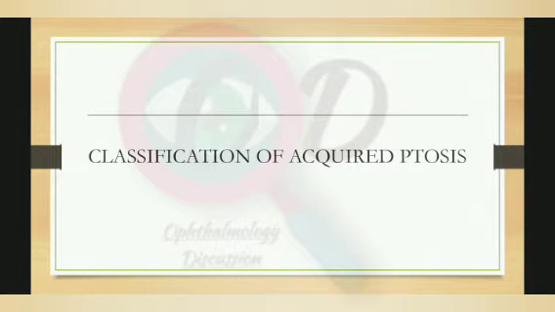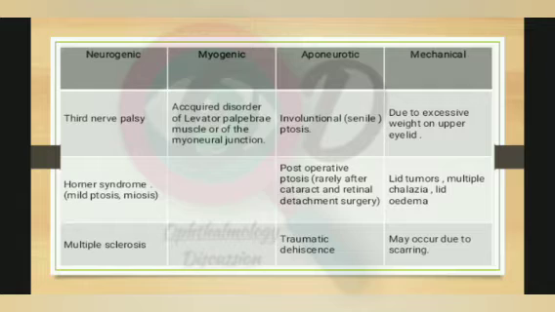Classification of acquired ptosis. It is of 4 types: neurogenic, myogenic, aponeurotic, and mechanical. By the term neurogenic, we can understand that the nerve supply is affected. So third nerve palsy is there, along with Horner syndrome. What is Horner syndrome? Horner syndrome is a disrupted pathway from the brain to one side of the face. It is a disrupted nerve pathway which is one-sided, affecting only one side of the face, and that includes ptosis.